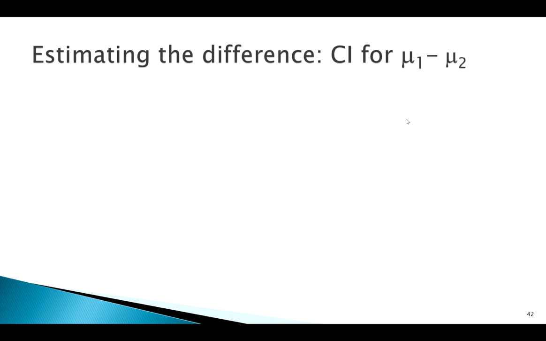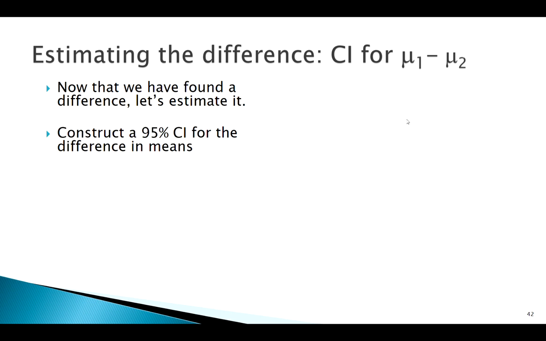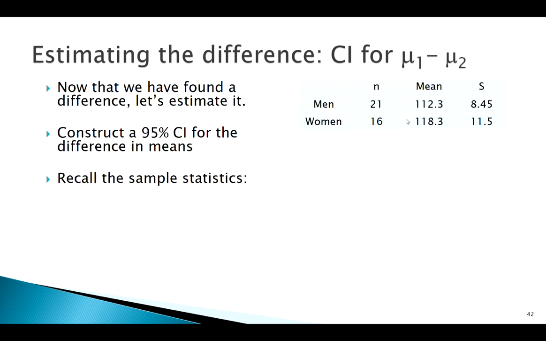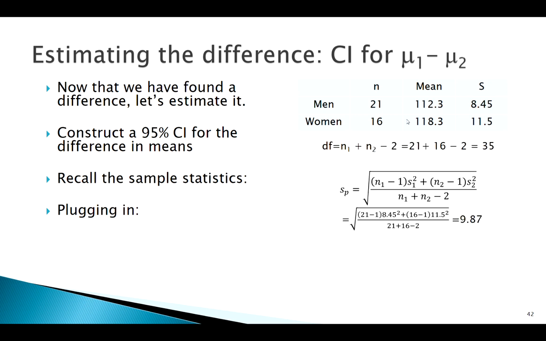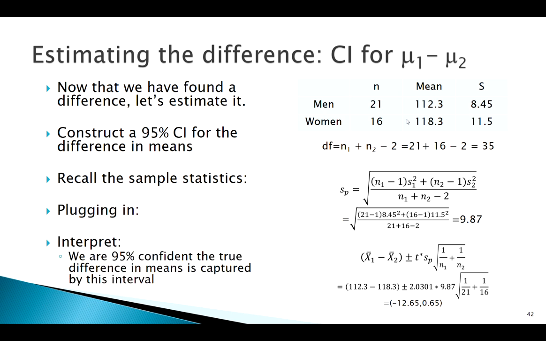Now that we found a difference, let's estimate it. Just go with a normal 95% confidence interval with our sample statistics. Remember, our degrees of freedom here is 35, and we are pooling, so our pooled standard deviation, plugging into our formula, there we go. So we're 95% sure that the difference in means that we're looking for is captured here.